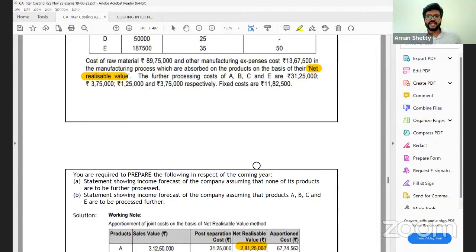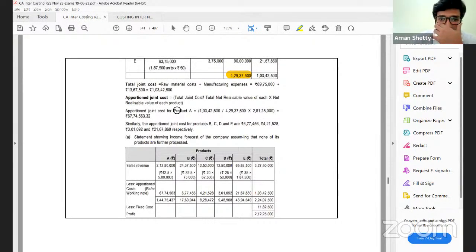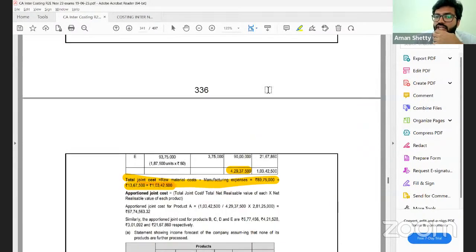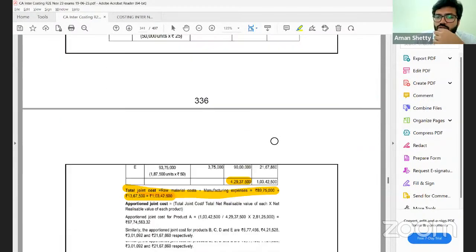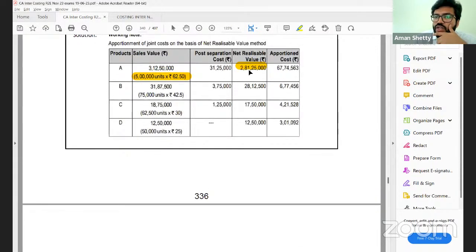You have to add it and calculate in steps. They have done a working note here. Yes, total joint cost is here. See, raw material cost plus manufacturing expenses: 89 lakh 75 plus 13 lakh 67,500, 103,425,500. Okay, here you can show the computation: 103,425,500 divided by 429,37,500 into 281,25,000 will give you 67,74,563. Yes, you can show the working for one.